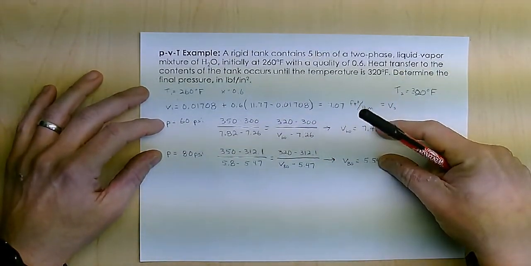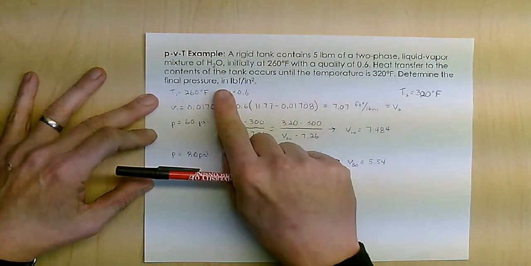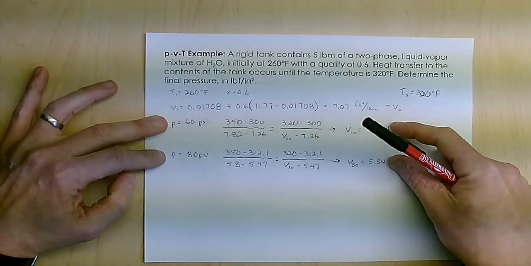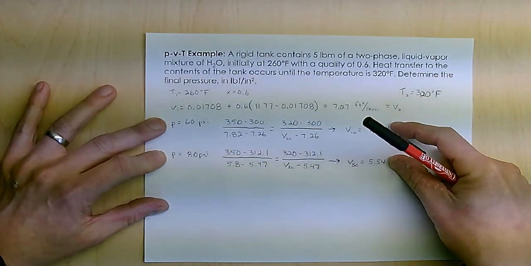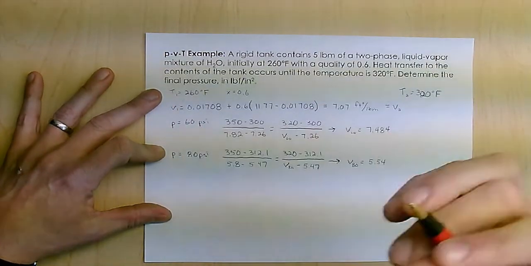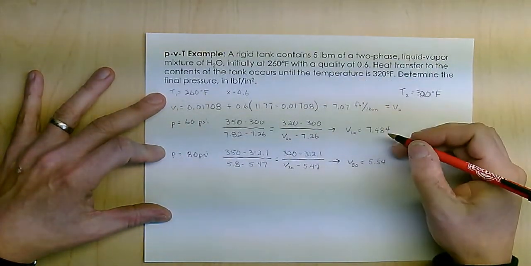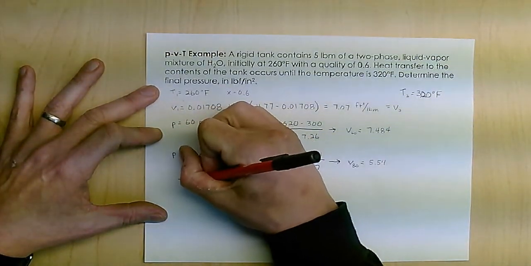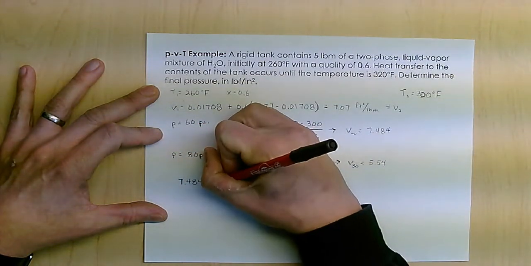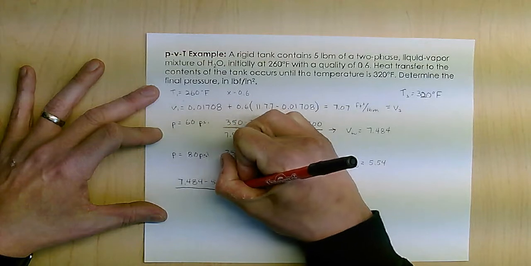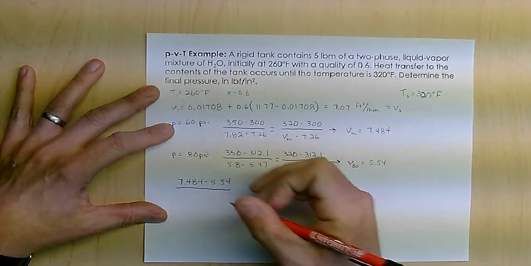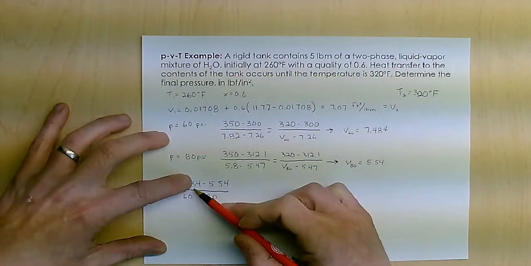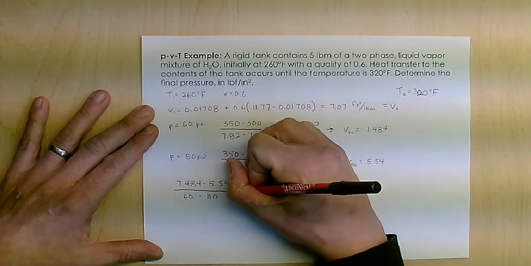So now I'm going to interpolate between these two values, because again I'm at 7.07, so I'm in between these two, to figure out exactly what pressure I am at right here. Okay, so again I set things up and I say, these are essentially my table values here. So I say, okay, 7.484 minus 5.54. That's basically that difference. And then 60 minus 80. And again, these two line up. These two are associated with each other.